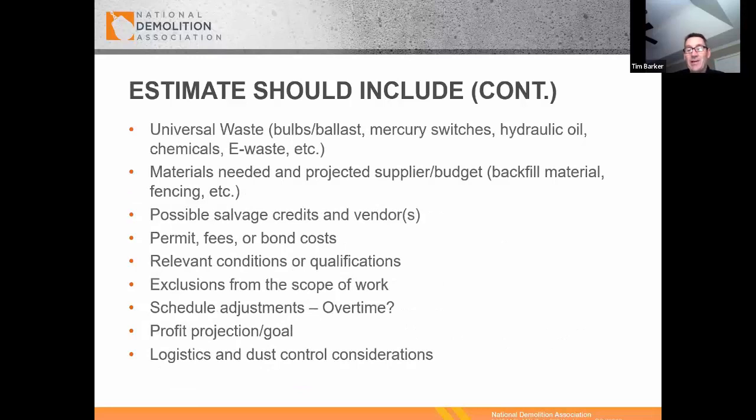Oftentimes you're going to have universal waste, bulbs, ballasts, switches that are going to need to be removed, e-waste on some projects. Materials, you're going to understand if you need materials that you have to order or if there's a lead time, and understanding that up front as you develop your estimate. How much backfill is required to restore the site, and then what type of fencing or other items. Salvage credits, how you handle that internally varies. Permit fees.